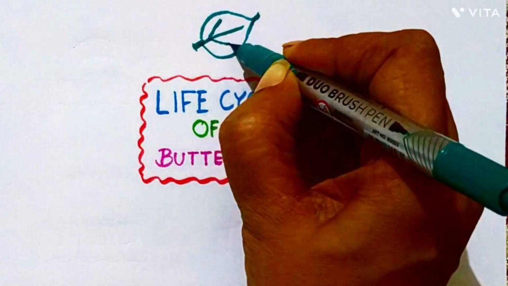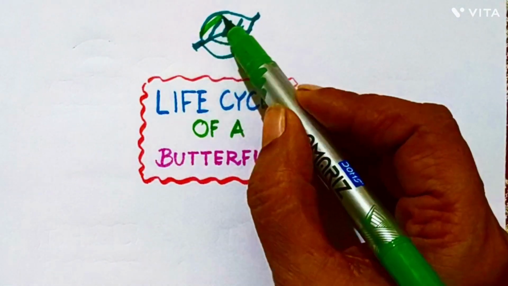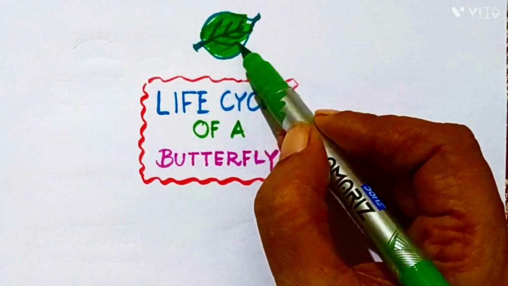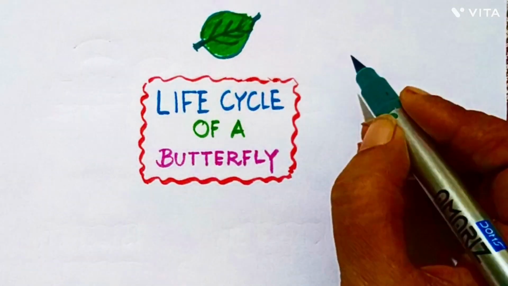Stage 1. Egg. A butterfly lays tiny eggs on the leaves of plants. After a few days, the eggs hatch.